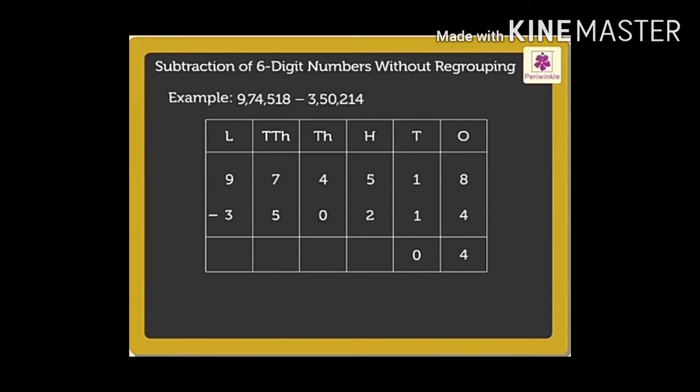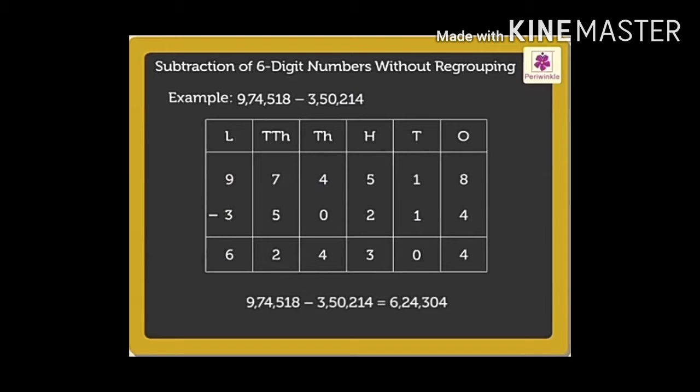Now hundreds place. 5 minus 2, 3. Now next, 4 minus 0, 4 itself. 7 minus 5, 2. Now 9 minus 3, 6.